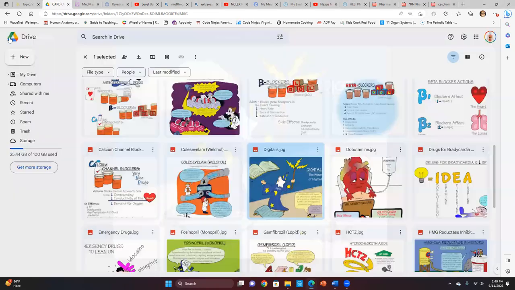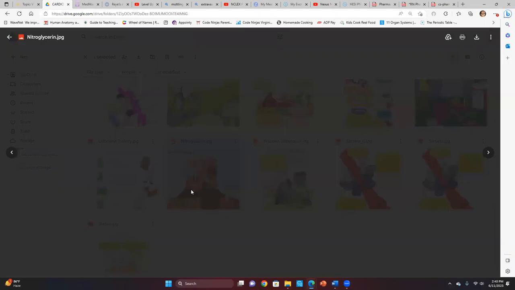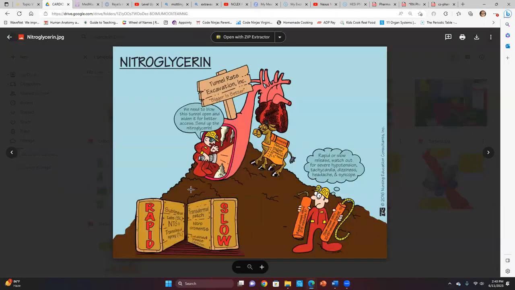All right, we're gonna jump into nitroglycerin. Nitroglycerin is a vasodilator given to reduce the preload and the afterload of the heart, okay? So it will lower the blood pressure and increase the oxygenation of the tissues.